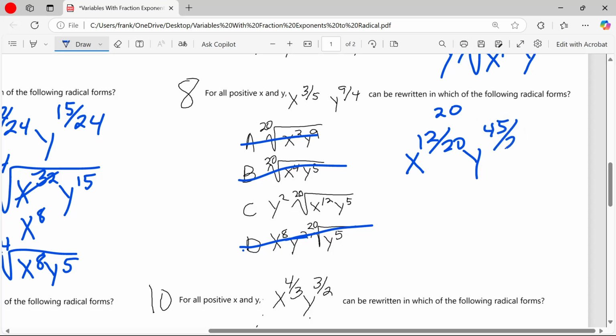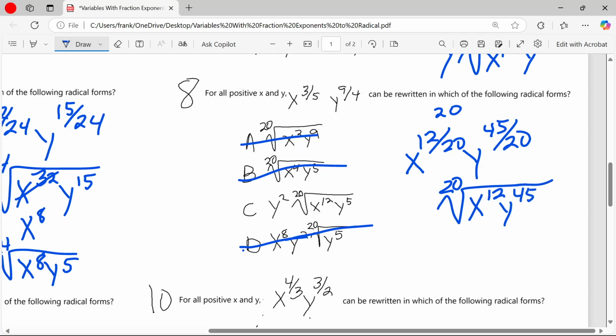On test day, I wouldn't be doing any of this because I've already got the answer, just based on which one had a bigger numerator than denominator, only y. So only y went outside, but I'm doing this for practice. So the root is 20, x to the 12th, y to the 45th.